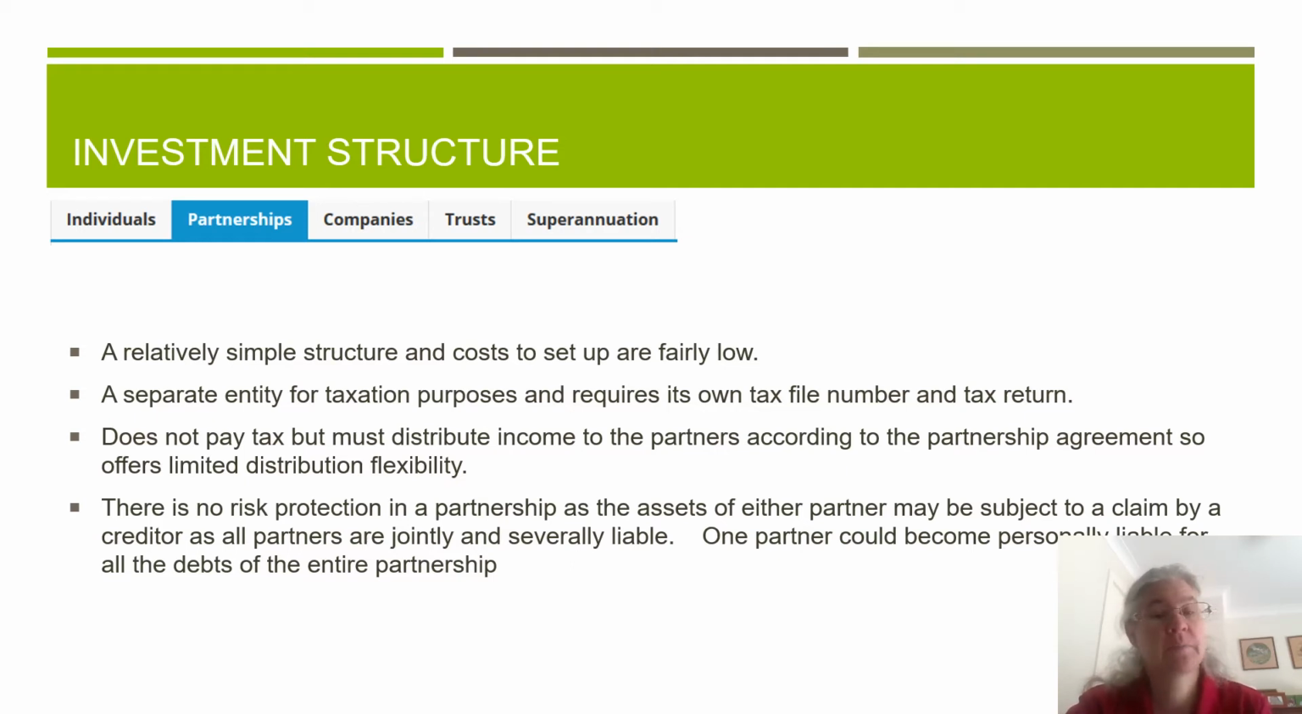There's no risk protection. The assets of either party could be subject to claims by creditors. Partners are jointly and severally liable. So that means one partner could end up personally liable for all the debts of the whole partnership. That's partnerships. Let's have a look at companies.